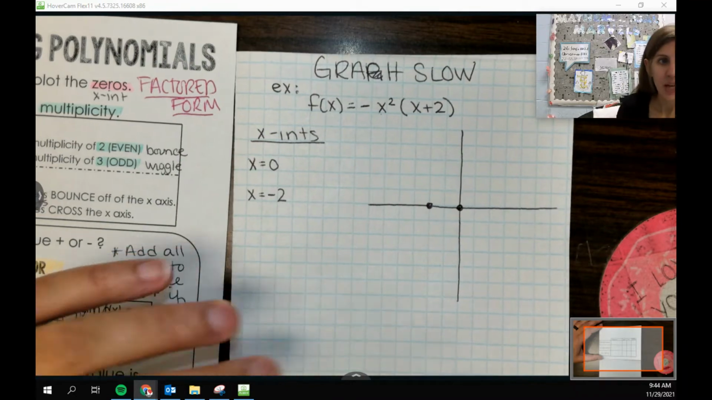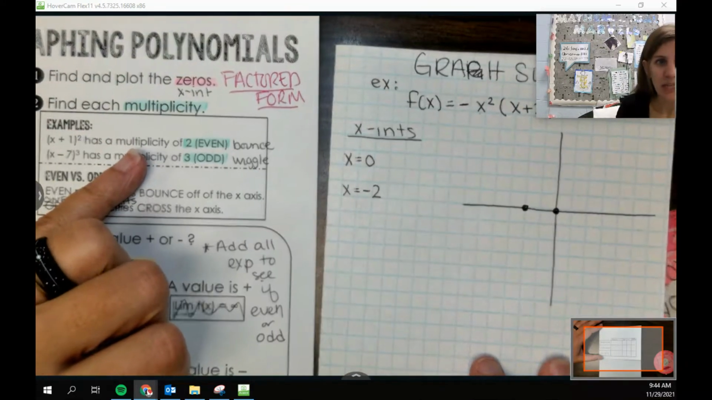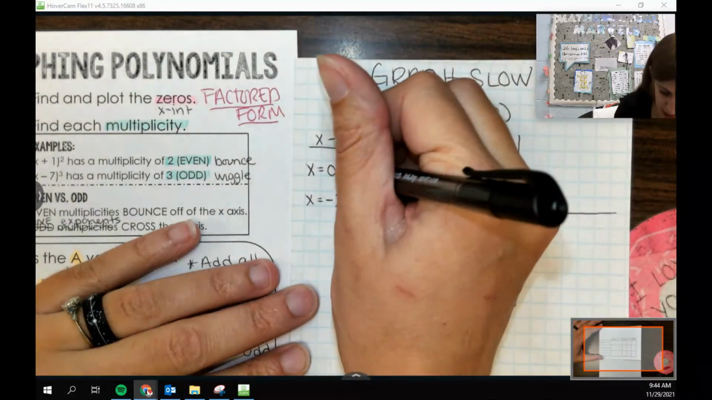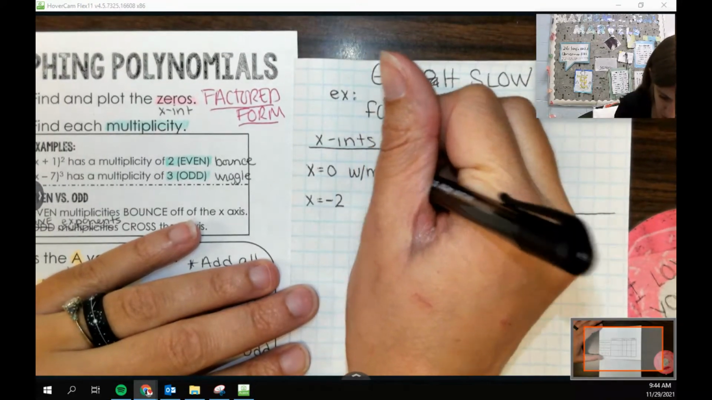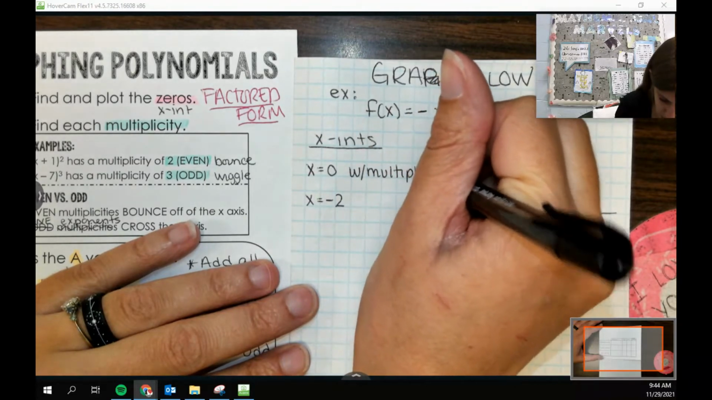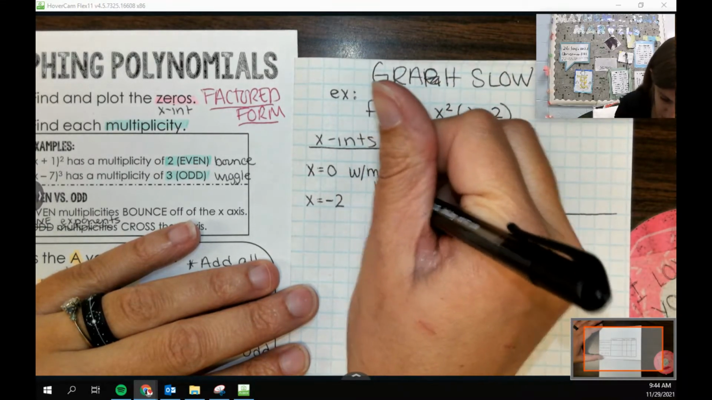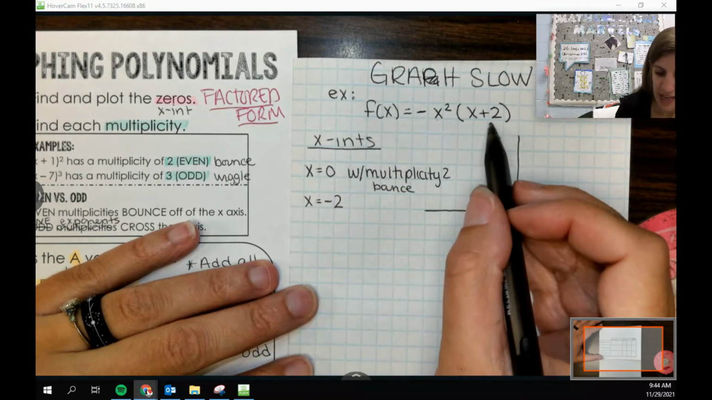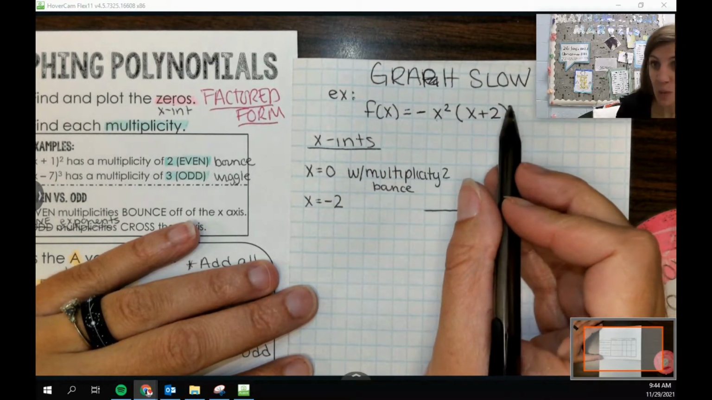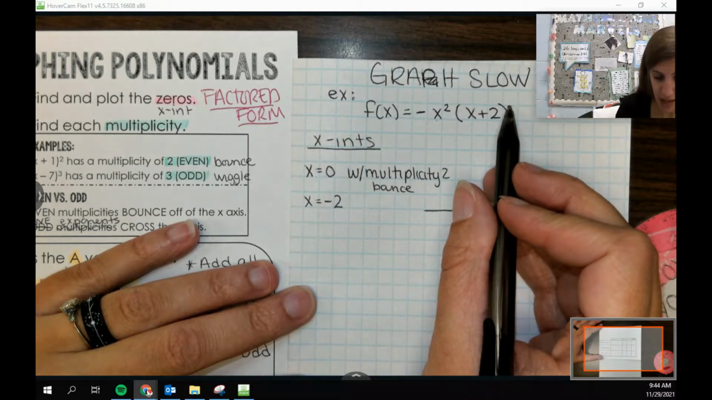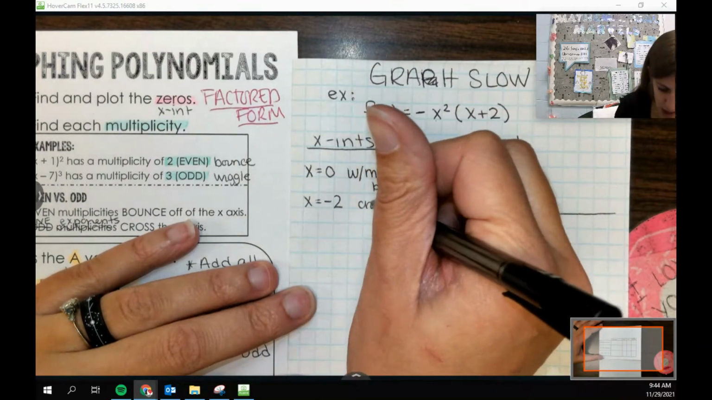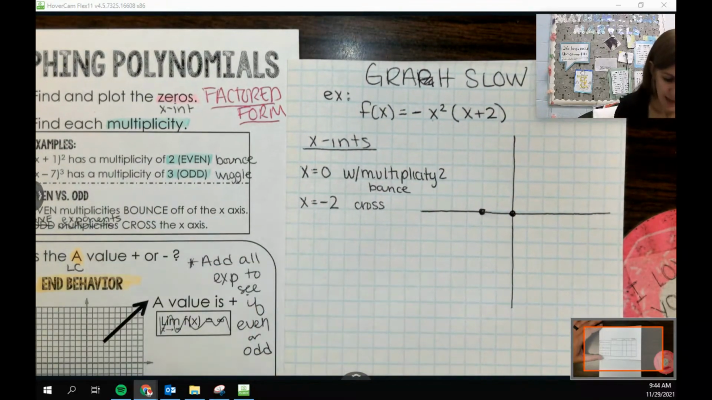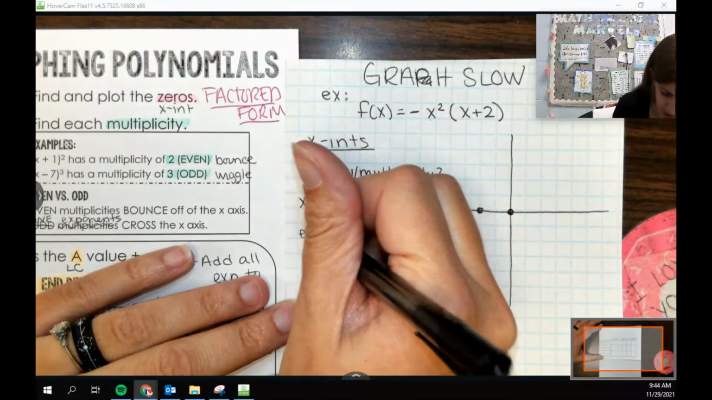Okay. And the next thing we want to think about is multiplicity. So 0 has a multiplicity of 2, which means that we bounce. And negative 2 has no multiplicity because it has an exponent of 1, which means that we cross. Okay? Next thing that we need to think about is the end behavior.